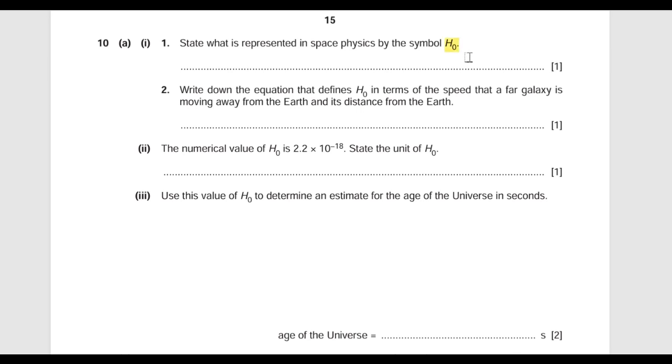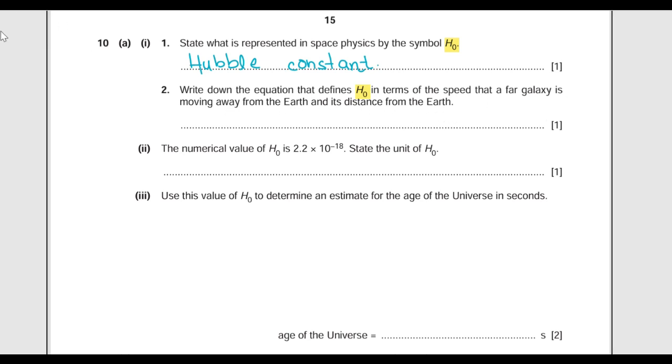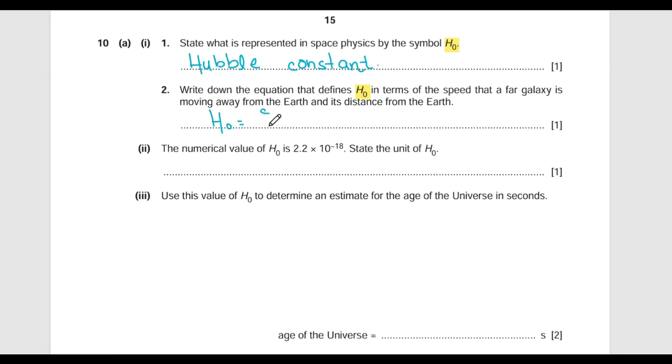Question number 10 says what is H naught? What symbol in space physics represents H naught? It's the Hubble constant. And question number 2 says write down the equation that defines H naught in terms of the speed that a far galaxy is moving away from Earth and its distance from the Earth. So we know there is a very simple equation for H naught, which is the speed of the galaxy from the Earth over the distance from the Earth. Or we can just simply write it as V over D.